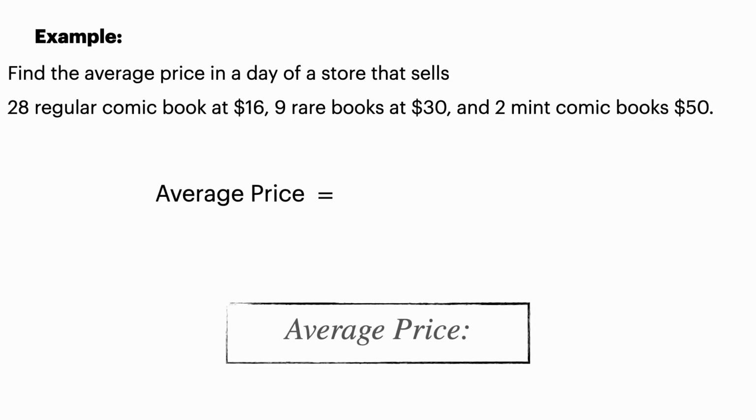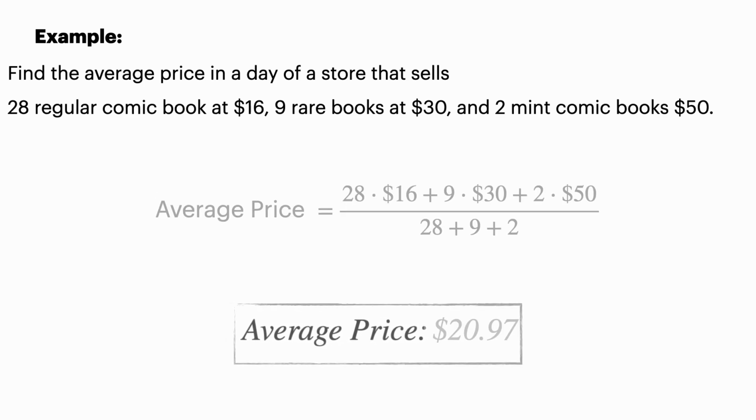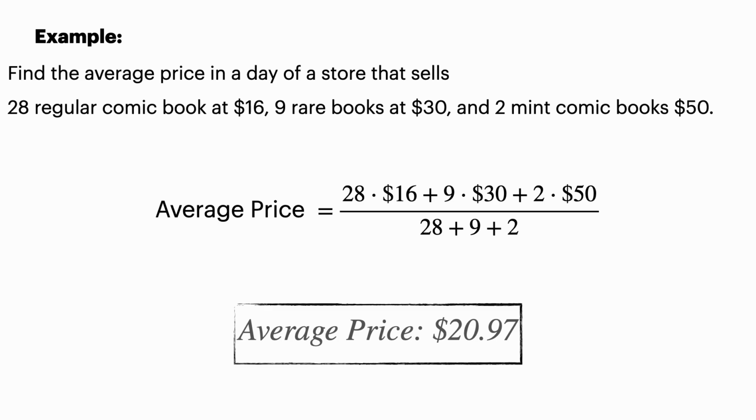Find the average price in a day of the store that sells 28 comic books at $16, 9 rare comic books at $30, and 2 mint comic books at $50. So we just take the amount times the price, amount times the price, amount times the price, divided by how many we sold. We find the average price is $20.97.